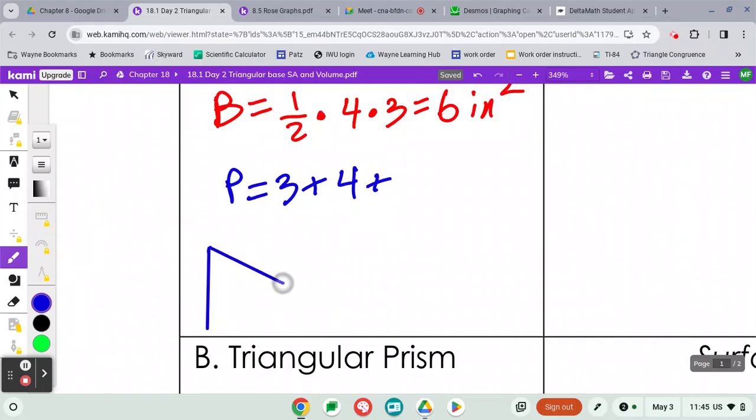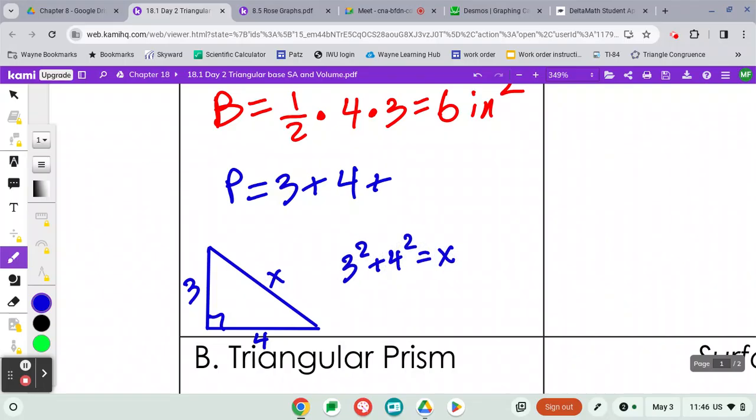Okay. So we're saying this is 3, this is 4. I want to know what x is. So 3 squared plus 4 squared equals x squared. 3 squared is 9. 4 squared is 16. We get 25 equals x squared. So what would x be? 5, the square root, right? So 3 plus 4 plus 5, what does that give me for my perimeter? 12.